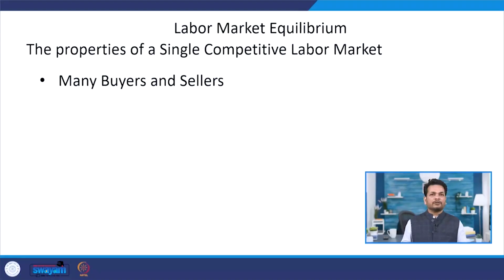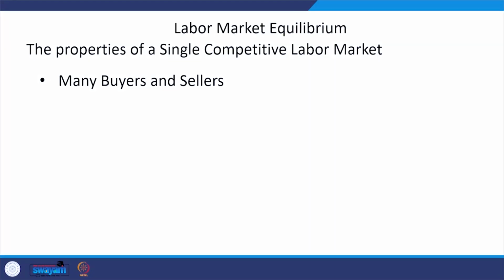So, the property of a single competitive labor market is that there are many buyers and there are many sellers. In a competitive labor market, there is a large number of employers, or buyers of the labor, and a large number of workers, those who are sellers of the labor. Both ensure that no single entity has significant market power to dictate the wage or employment conditions in the economy. So, the presence of a large number of buyers and a large number of sellers is the first property.